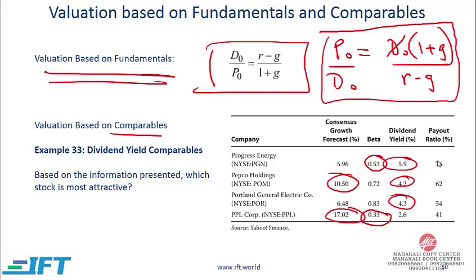So what is the payout ratio telling you? How much percentage of earnings are paid out? So with the dividend yield, here are the companies that seem relatively high. Now looking at these numbers, it is not obvious which one is most attractive.